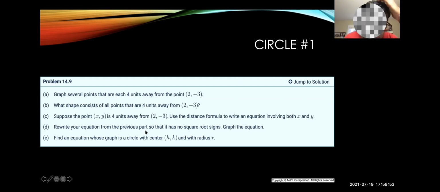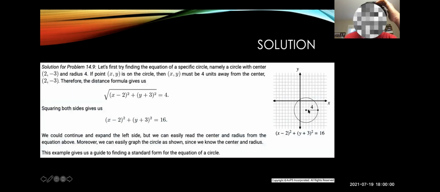Okay, we're going to go over this problem now. The first part says to graph several points that are 4 units away from the point (2, -3). So we could take this point, this point, this point, and this point all here, and those would all work for us because they would all be 4 units away. Those are the easiest ones.